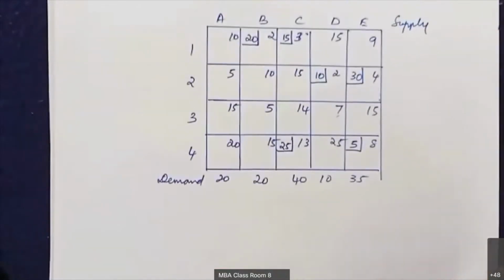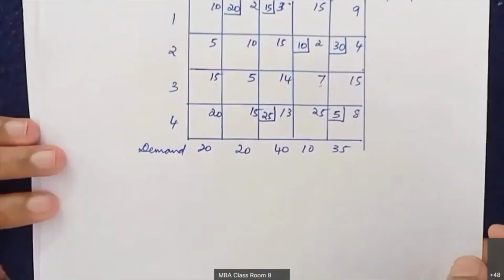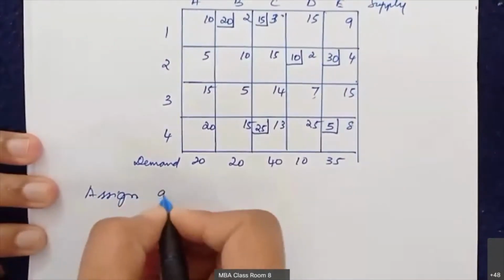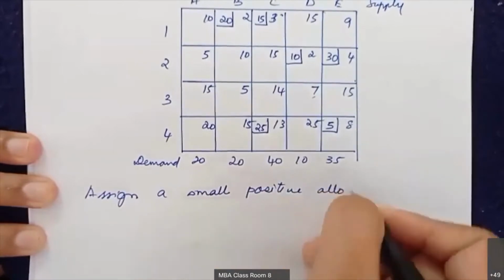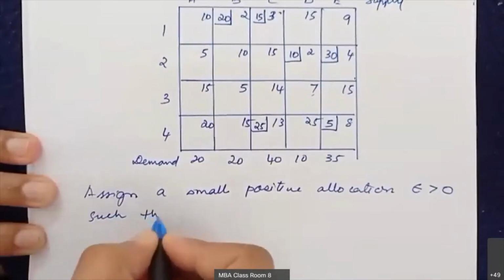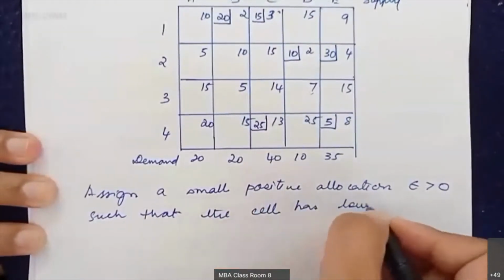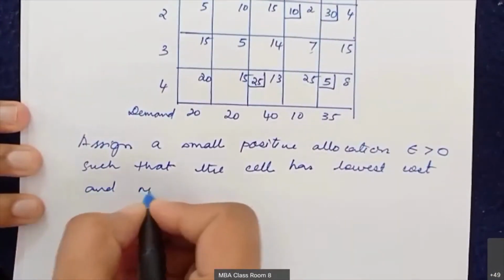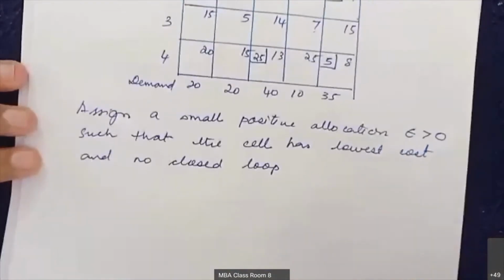So with that, we will go to our problem. This is a degenerate solution, so we need to convert it into a non-degenerate solution. I'll write: assign a small positive allocation epsilon greater than 0 such that the cell has the lowest cost and no closed loop is formed.